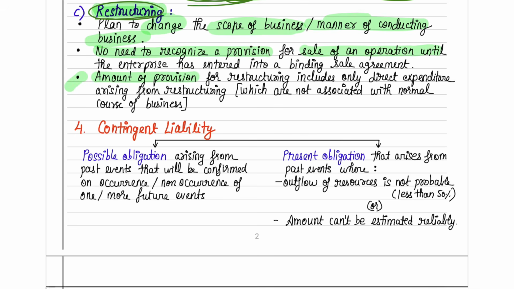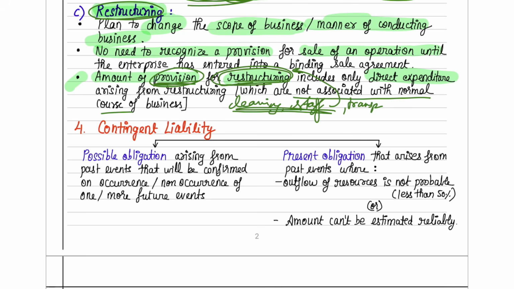They say that for the amount of provision you're going to keep for restructuring, whatever direct expenditure you're going to incur related to this restructuring, you have to create a provision for that. Now, when you're doing a restructuring, suppose you have to spend some cleaning cost, or you have to give some staff money. If anything is directly related to such restructuring, suppose your transportation cost for carrying your goods, etc., all that will come under your provision amount. But always remember that it should not be associated with the normal course of business.